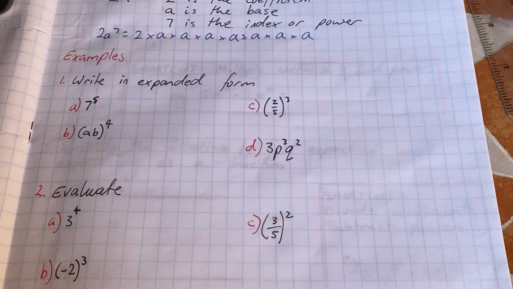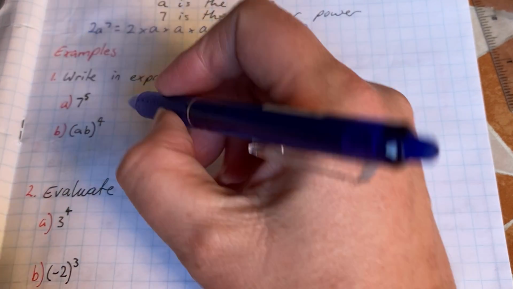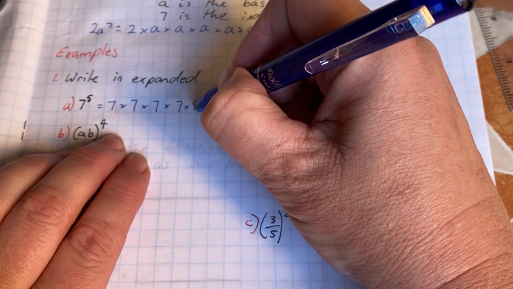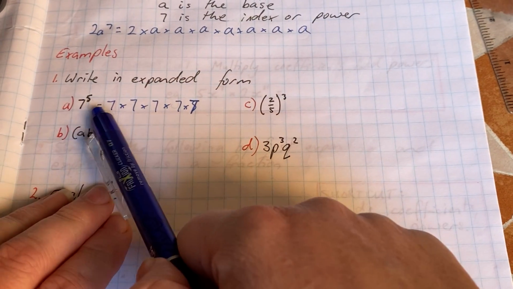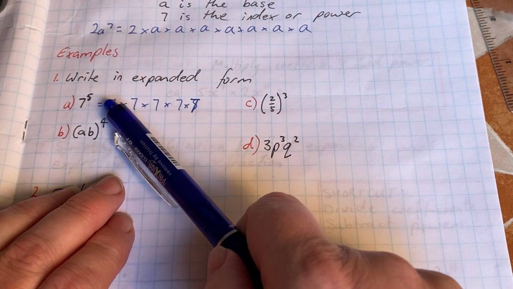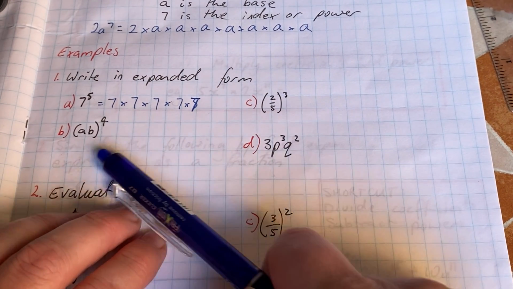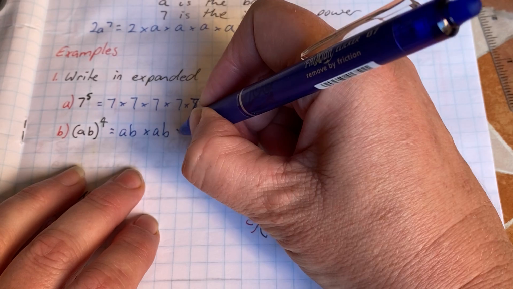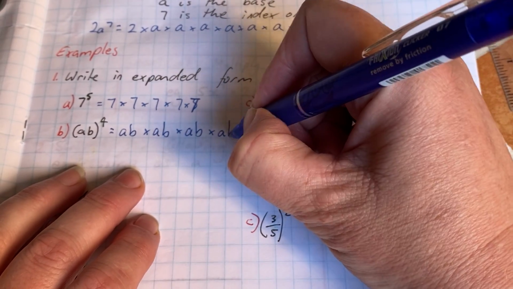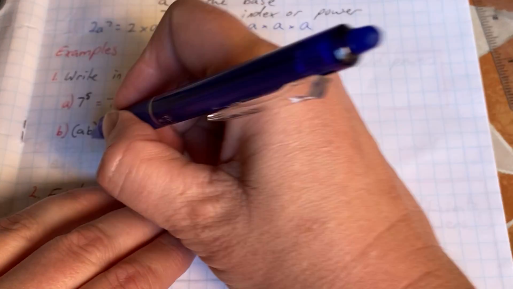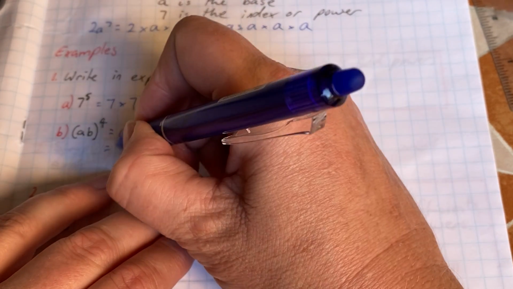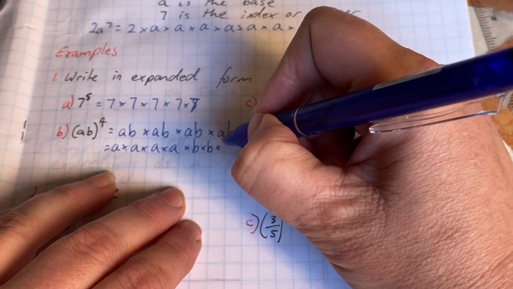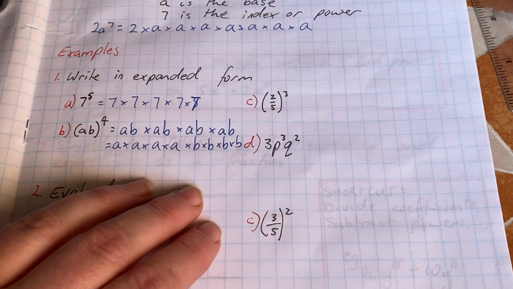Okay, let's look at some examples. So we're going to start by writing these in expanded form. So 7 to the power of 5, that just means we've got 7 multiplied by itself 5 times. Remember, 5 is the count of how many times it's multiplied there. So 7 times 7 times 7 times 7 times 7. So AB to the power of 4 would be AB times AB times AB times AB in expanded form. Now that could also have the A's separated out from the B's. So you could say A times A times A times A times B times B times B times B. Both of those answers would be correct.